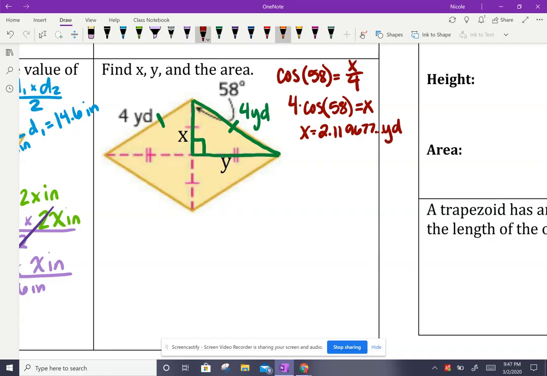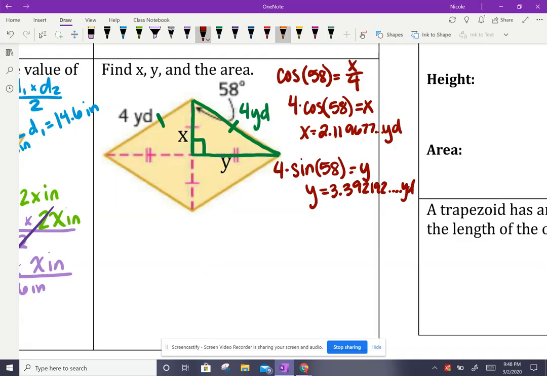I'm going to do the same thing, but with sine for the y value. So 4 times sine 58 equals y. And when we plug that in, we get 3.392192, yada yada, yards. Keep all of those decimals with you.